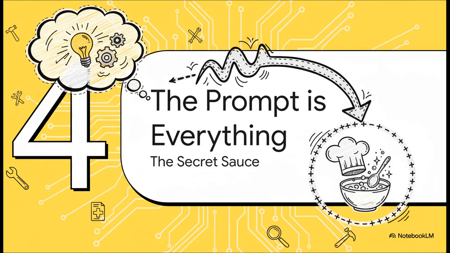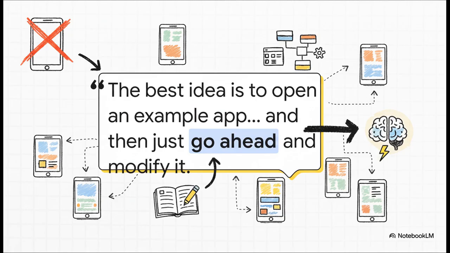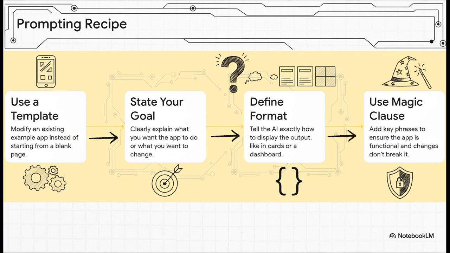Now, we're getting to the most critical part of this entire thing. You've got the tool, you know the rules, but how do you actually get the AI to build what's in your head? Well, it all comes down to one thing, the prompt. This is the secret sauce. And here it is, maybe the single most important piece of advice you're going to get. Do not start with a blank page. The absolute best way to build these apps is to find an existing example that's kind of close to what you want, and then just tell the AI to change it. Trust me, it's way, way easier for the AI to tweak something that already works than to build a whole complex system from scratch.